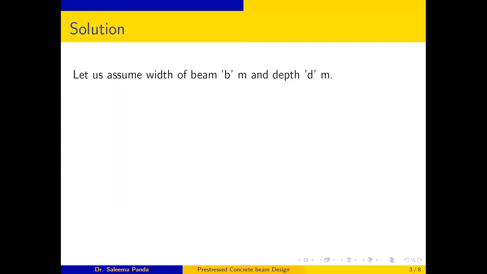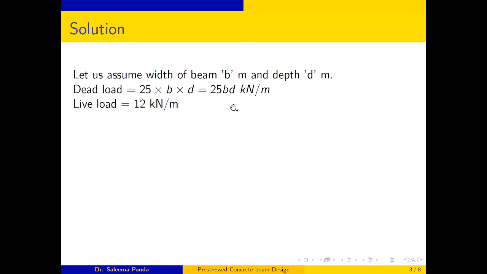So first let us assume beam width as B meter and depth as D meter. So dead load is 25 into B into D. 25 kilonewton per meter cube is the unit weight of the concrete, so the dead load is 25 BD. Live load is 12 kilonewton per meter. It is given in the question.